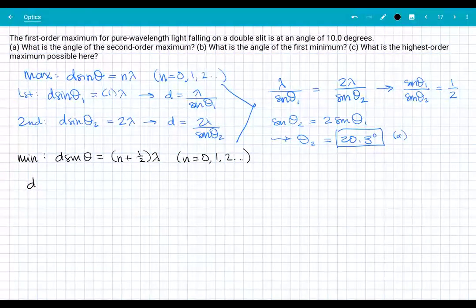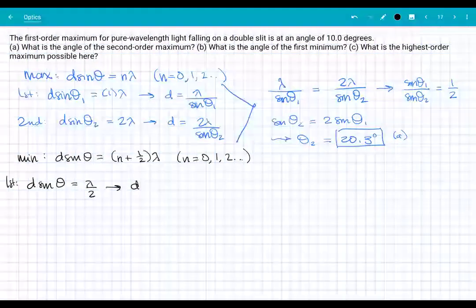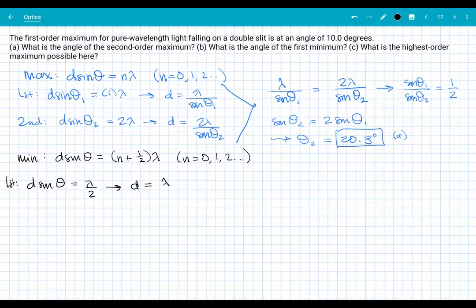So for the first minimum, d sine theta is equal to lambda over 2, when the path length difference is equal to lambda over 2. And I can solve that for the slit separation: d equals lambda over 2 sine theta sub 0, for the m equals 0 case.